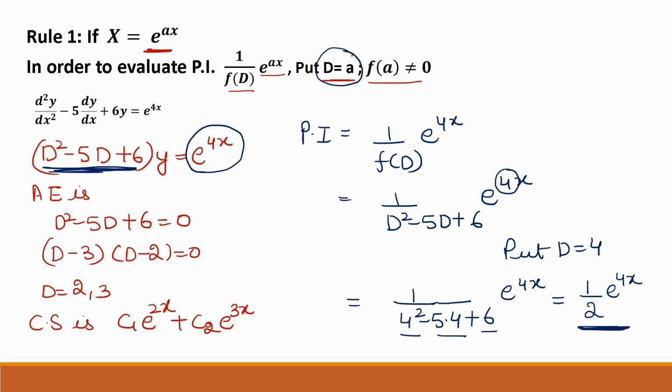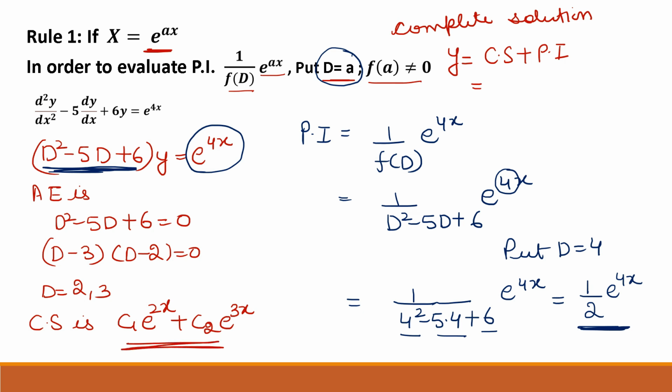So what will be your final solution, means complete solution. Complete solution is, your dependent variable y equals complementary solution plus particular integral. What is our complementary solution? That is c1 e power 2x plus c2 e power 3x. And what is your particular integral? That is 1 by 2 e power 4x. So this is my complete solution. Alright, I hope this is clear.